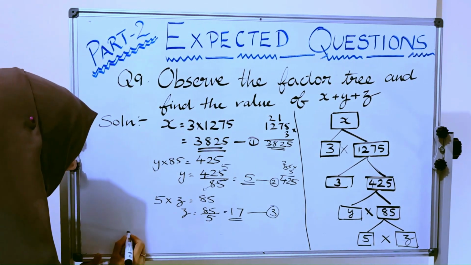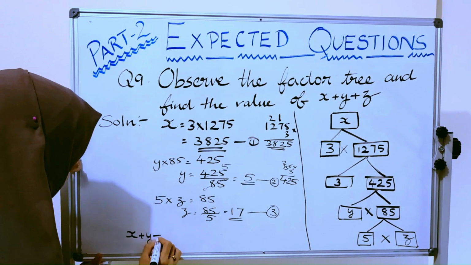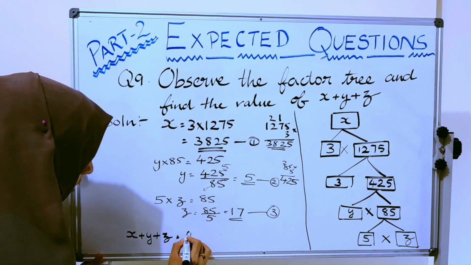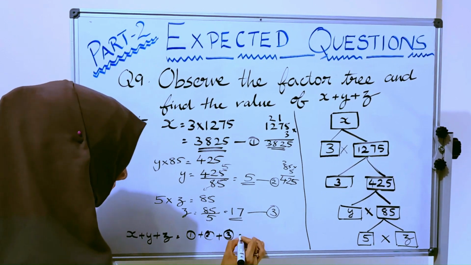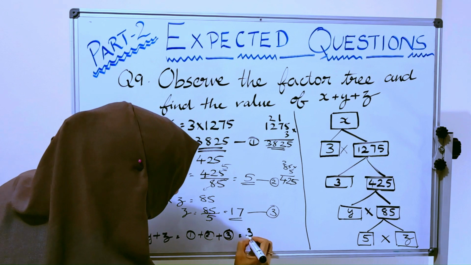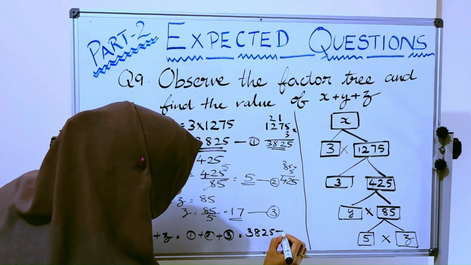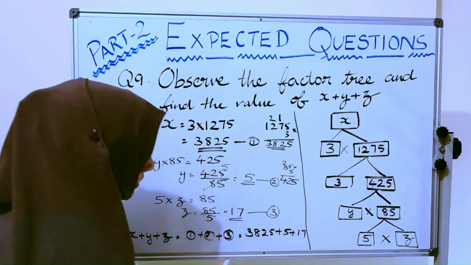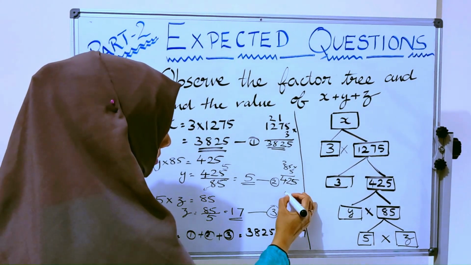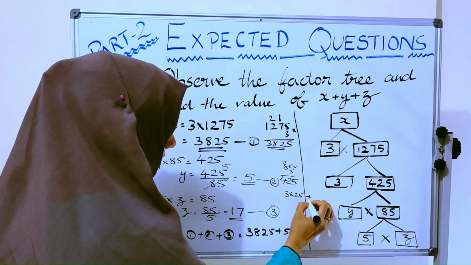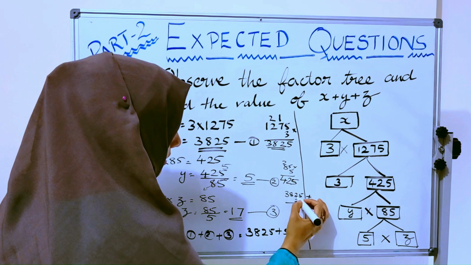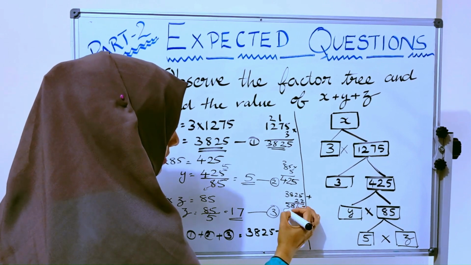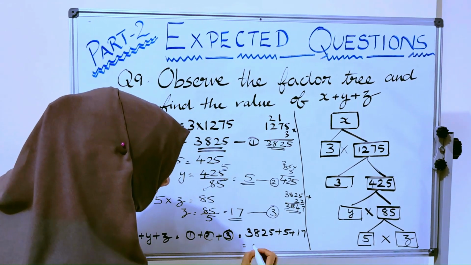So x plus y plus z is equal to equation 1 plus 2 plus 3. That is equal to 3825 plus 5 plus 17. 3825 plus 5 plus 17 is 3847. So the answer is 3847.